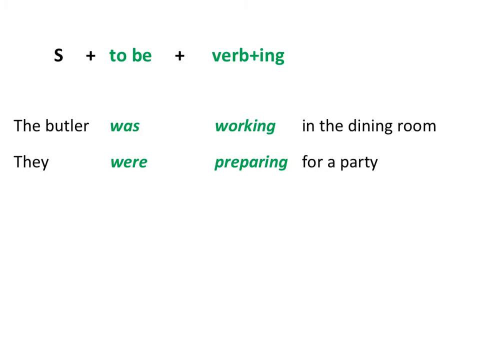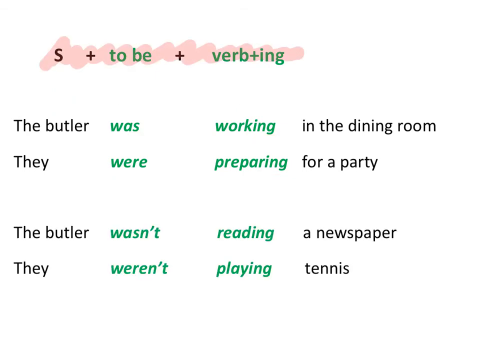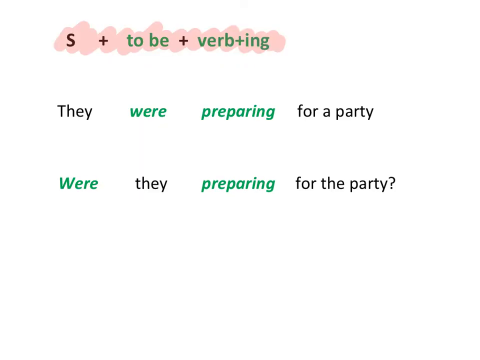We form the past continuous with the subject plus the verb to be in the singular or plural form plus the verb plus ing. To make a sentence negative, we put the verb to be in the negative form, wasn't or weren't. To make a question, we invert the subject and the verb to be.